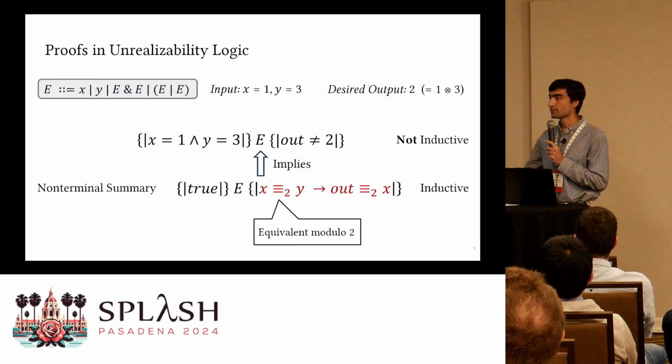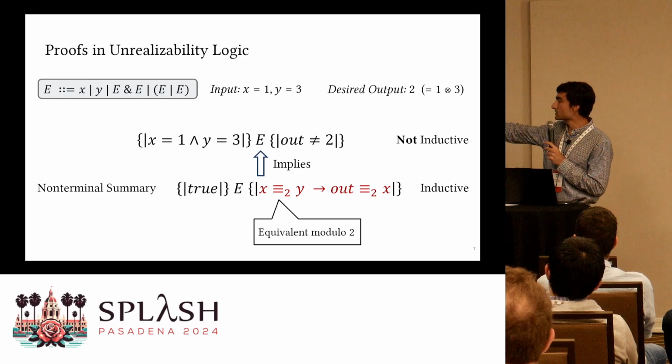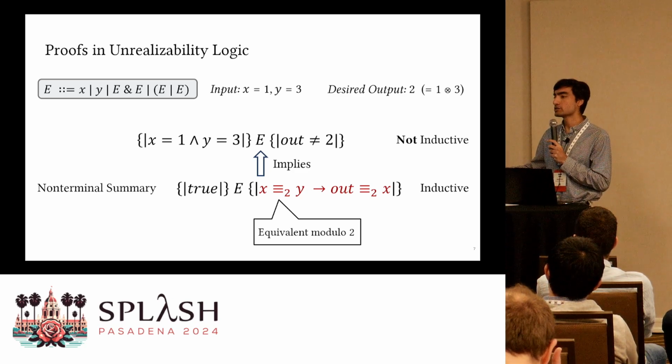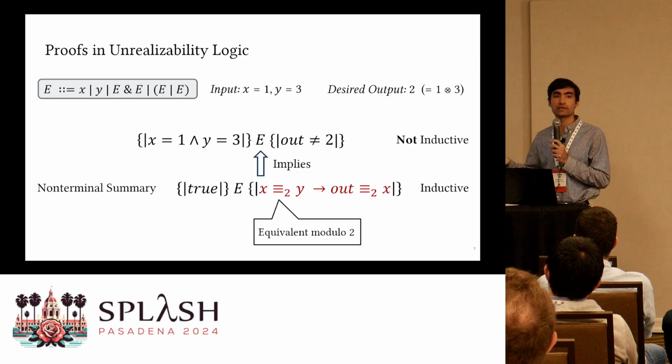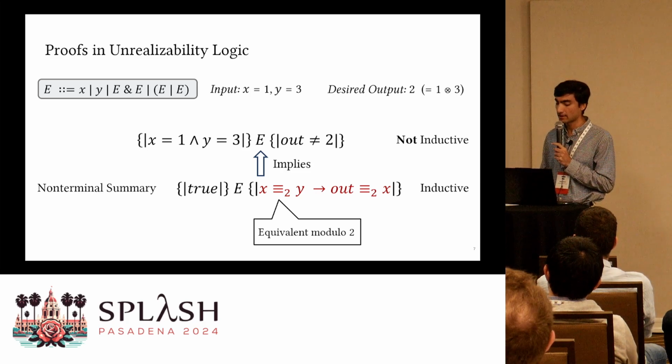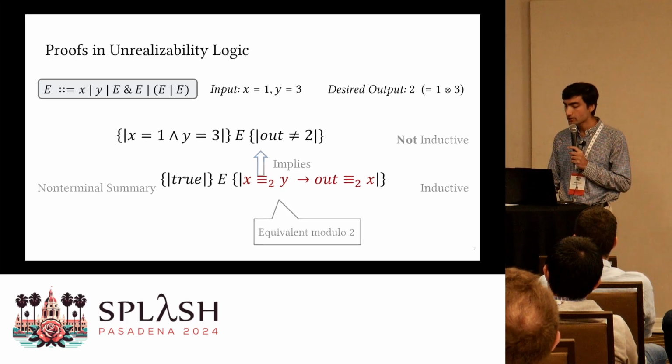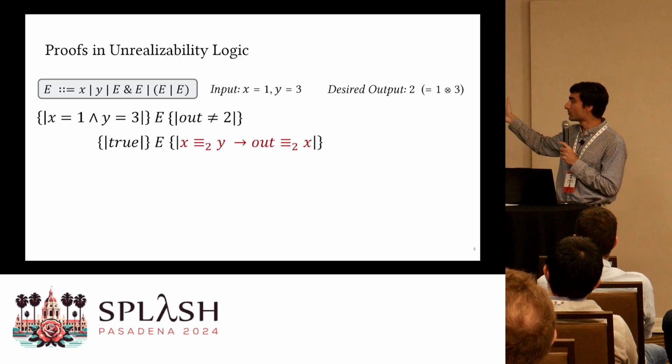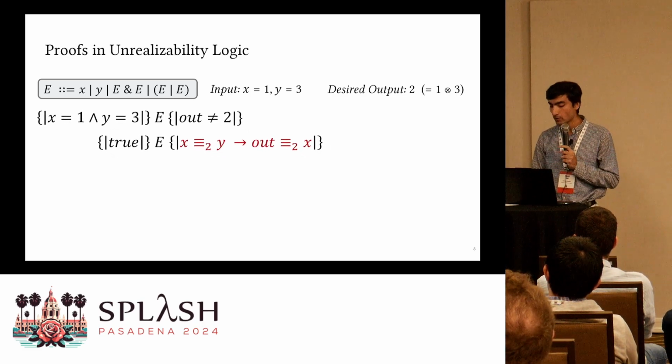You can compare these non-terminal summaries with function summaries in Hoare logic for recursive procedures if you're familiar with that. A lot of the ideas that we use here are inspired by that line of work. So how does a proof of this sort of a property proceed? Well, we want to proceed by induction over the structure of the grammar for E.